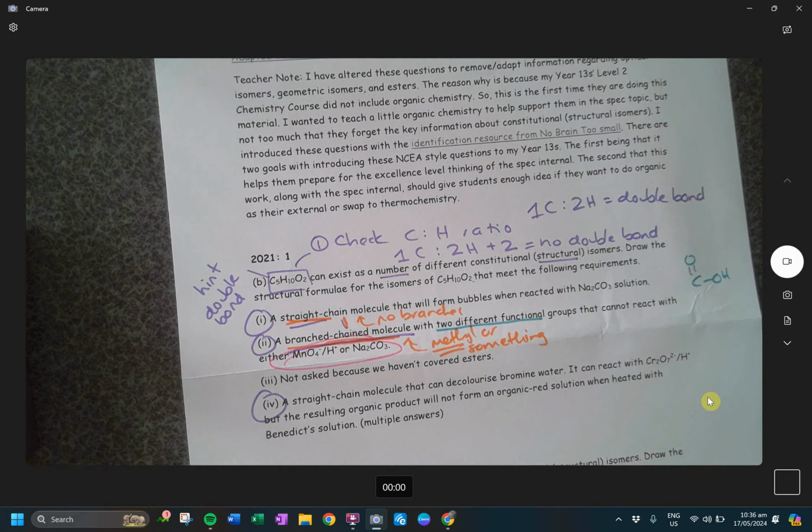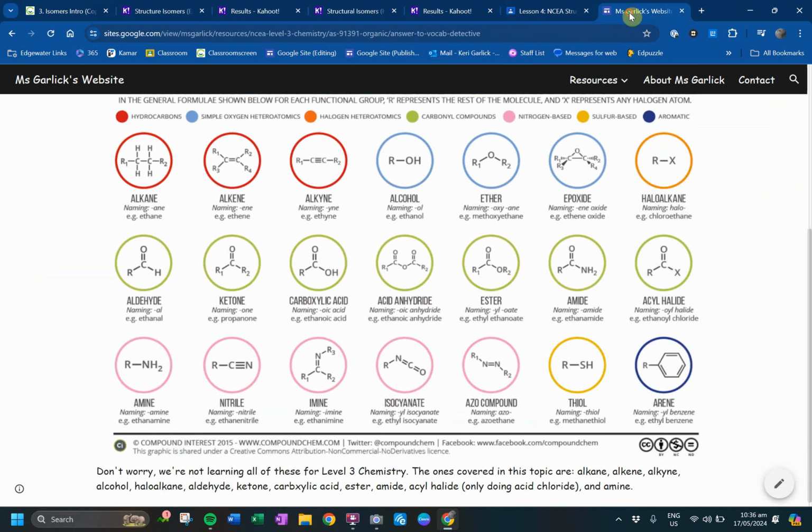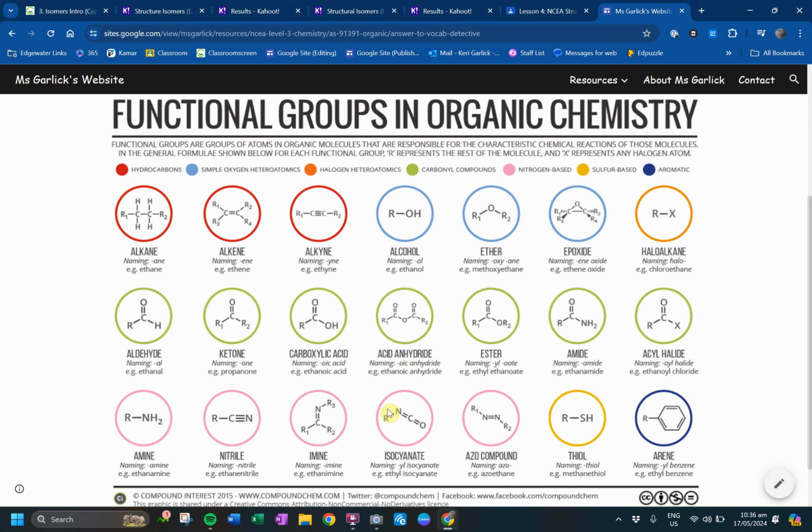So something to keep in mind when I'm looking at this question is that when I look at this formula, I have oxygens. So I want to limit myself to thinking about functional groups that have oxygen in them. If we go back to that image, esters have oxygens, ketones and aldehydes have oxygens, carboxylic acids have oxygens, haloalkanes do not have oxygen. So I can already rule out some potential functional groups because they do not have oxygen.